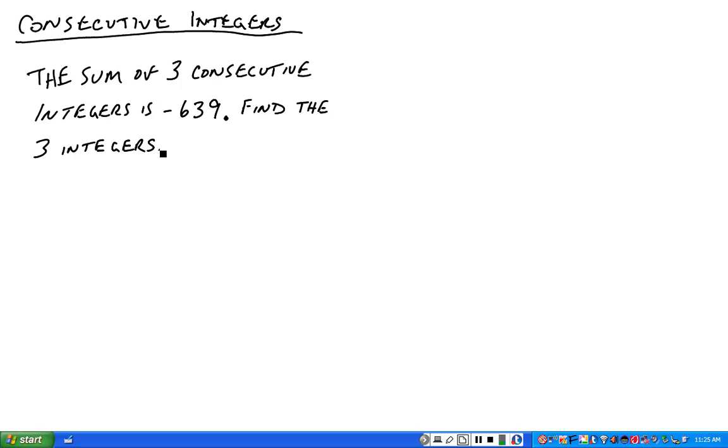First of all, we need to understand that sum means to add or get the total. So we're going to add 3 consecutive integers. What do 3 consecutive integers look like? Let's just pick 3 random numbers. Let's say 3, 4, 5. Those are 3 consecutive integers.